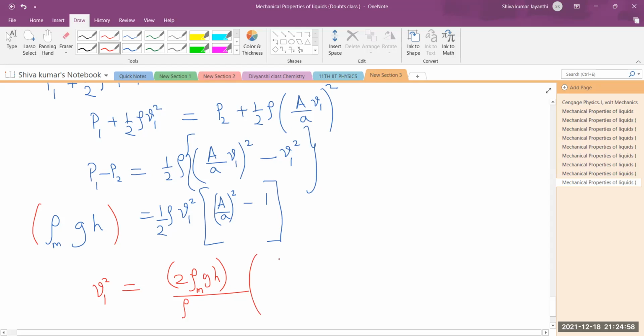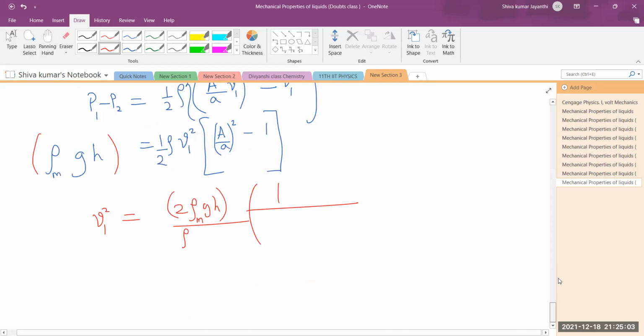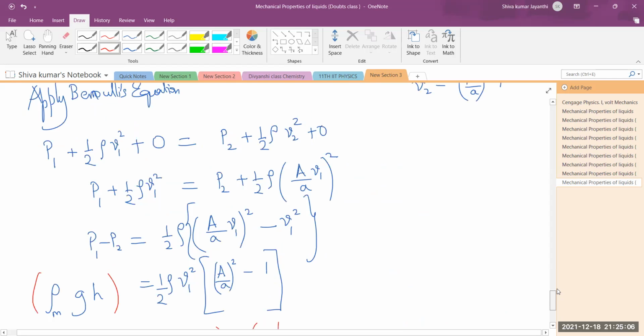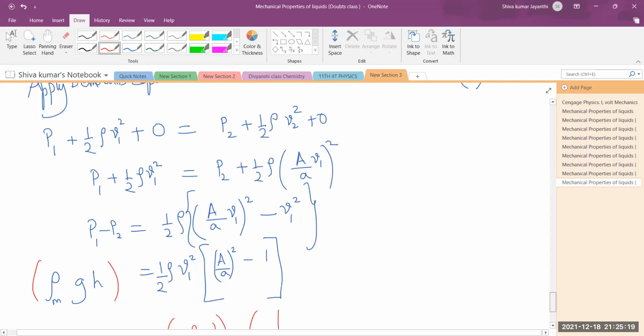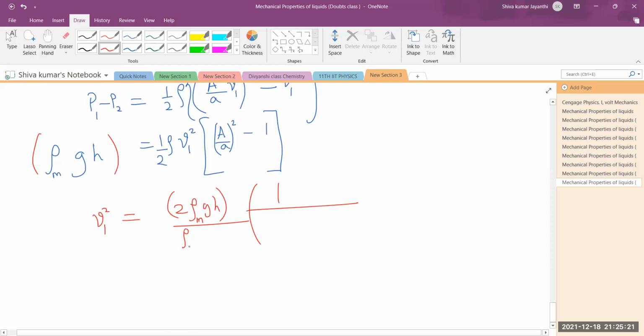The other rho is the density of the fluid. I'll write this as rho M. This is rho M, the density of the manometer liquid, and the other rho is the density of the liquid flowing through the venturimeter. Correct. This is the density of the liquid, and this is the manometer, mercury. That's why I wrote M for mercury. Mercury manometer. I'm writing it for you.